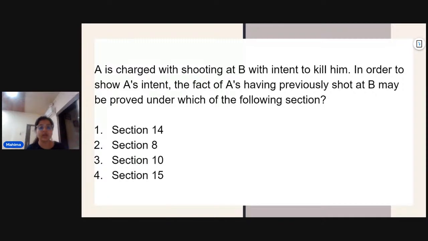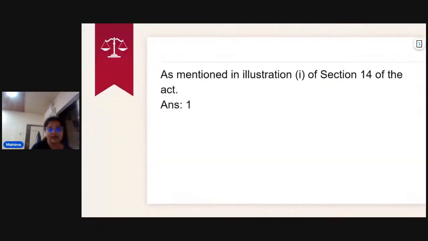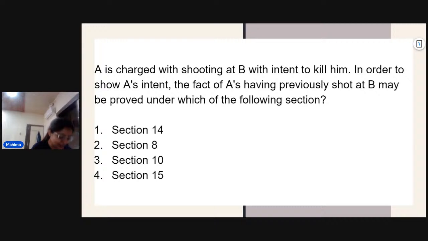A is charged with shooting at B with intent to kill him. In order to show A's intent, the fact of A's having previously shot at B may be proved under which of the following: section 14, 8, 10, 15. Come on, guys. This has to be correct. No, it is option number 14.